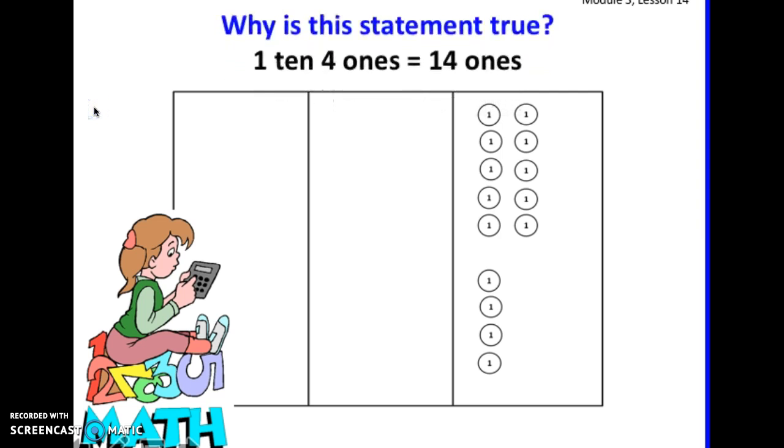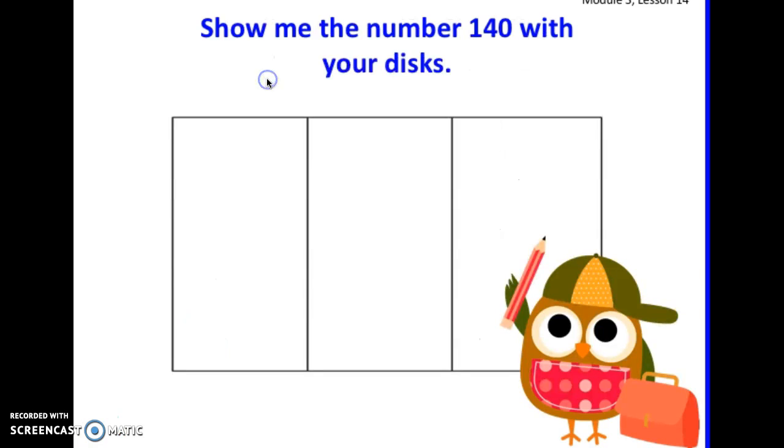I want you to look at this statement. Why is it true? 1 ten, 4 ones equals 14 ones. Well, it's true because there are 10 ones in a 10. And if we unbundle that 10 and take it apart, we're going to get 10 ones and 4 ones to make our 14. All right, erase your board or draw another chart and we're going to do another one.